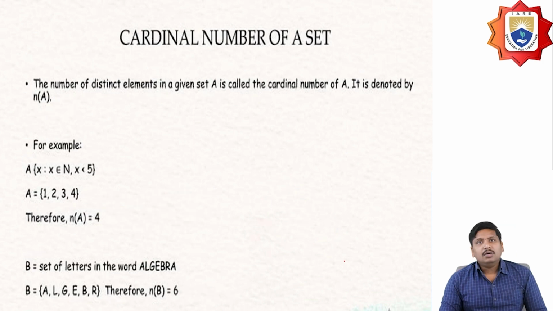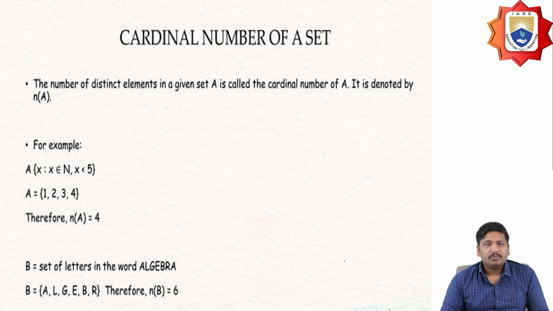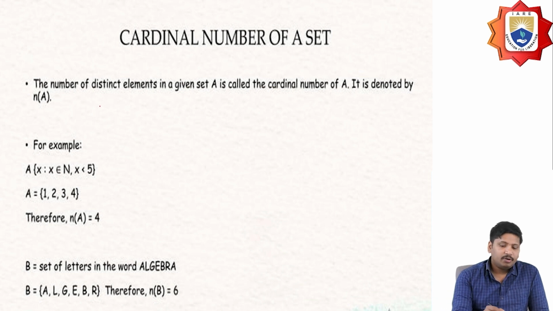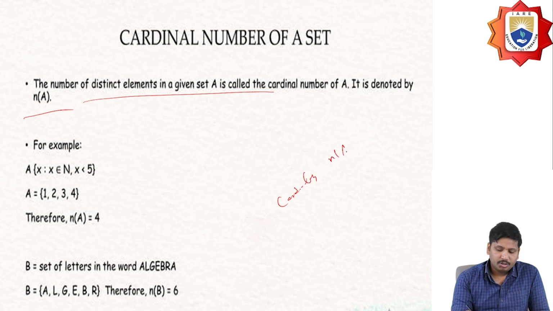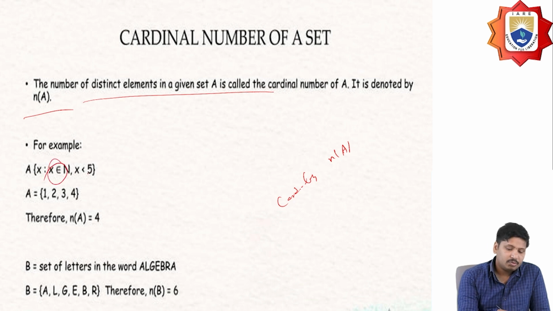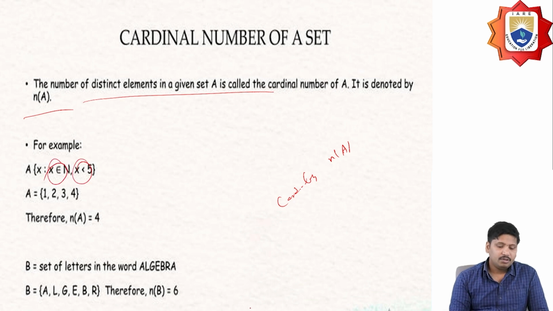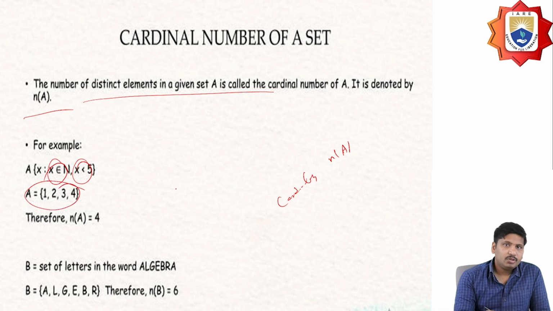Our next topic is the cardinal number of a set. So what is the cardinal number of a set? The number of distinct elements in a given set is called the cardinal number of the set and is denoted by n(A). So cardinality is denoted by n(A). For example, {x such that x belongs to N and x is less than 5}. What are the elements of the set? 1, 2, 3, 4. So the cardinal number of the set is 4.